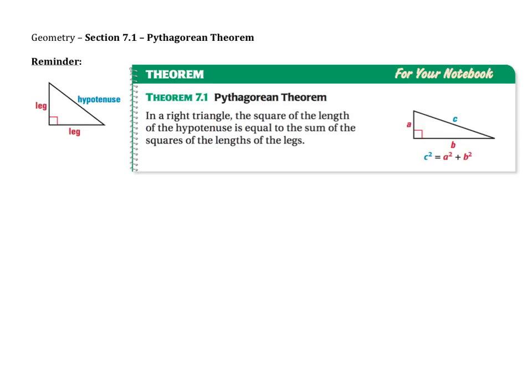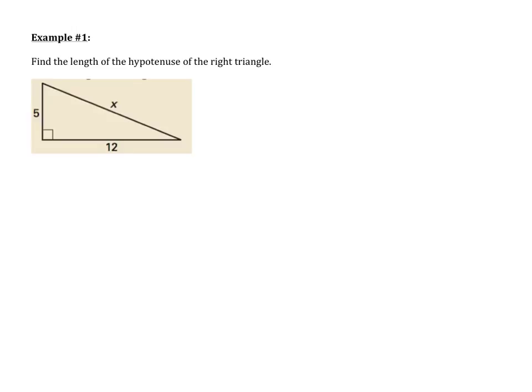So just as a review real quick, remember that the two sides that form the right angle are called legs, and the side opposite the right angle is called the hypotenuse. So again, according to the Pythagorean theorem, you would take the legs and square them, add them together, and that is equal to the length of the hypotenuse squared. So let's put that theorem to use in example number 1.